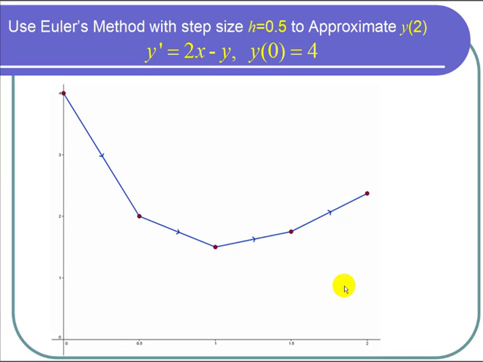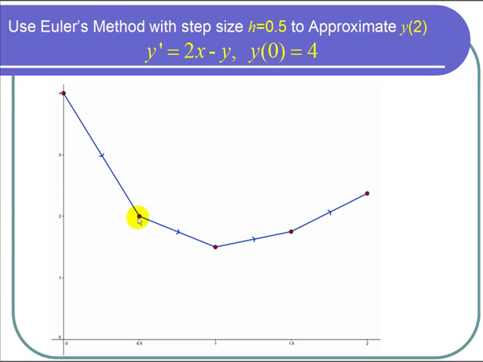The idea of Euler's method is to start out with the initial value, which is (0, 4), and then plug that number into the slope. Of course, if we plug in 0 and 4, we get 2 times 0 minus 4, or just negative 4. So what we're going to do is take that point and the slope, and go down along the line with that slope until we've moved 0.5 units along the x-axis. And we're going to arrive at a new point.